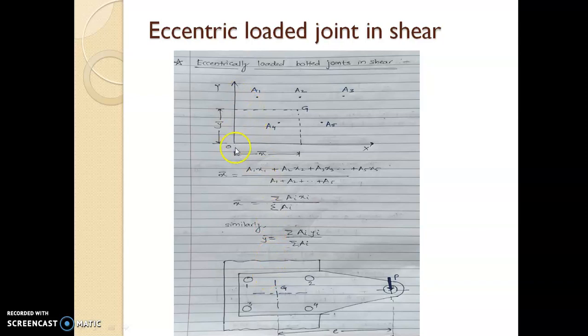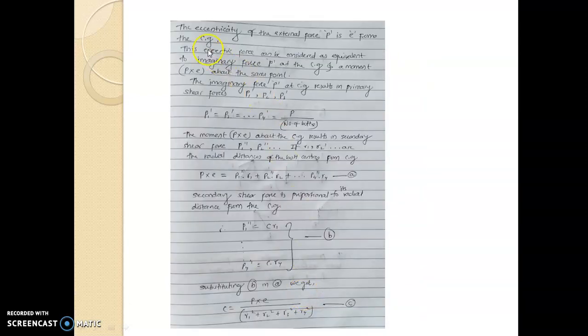Now, generally in our syllabus, the numericals will be of symmetrical bolt positions. This is an unsymmetrical diagram for bolt position, but in our syllabus the numericals will be like this. The eccentricity of the external force P is small e from the CG.